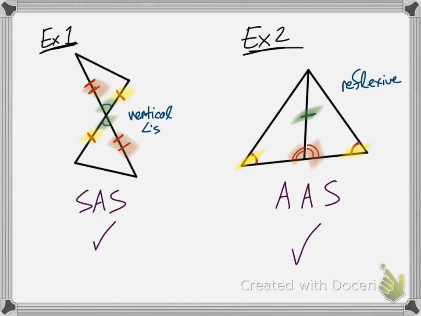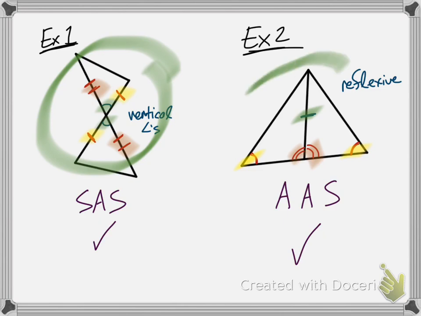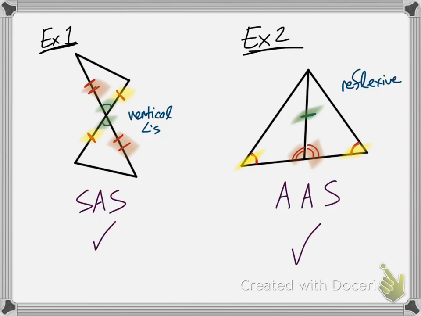So at times it may seem like there's not enough information, but if the triangles are connected somehow, whether they are this hourglass shape or this, I call them stacked. If you see the hourglass or the stacked, know that you can add vertical angles or the reflexive property in there to help find additional information.